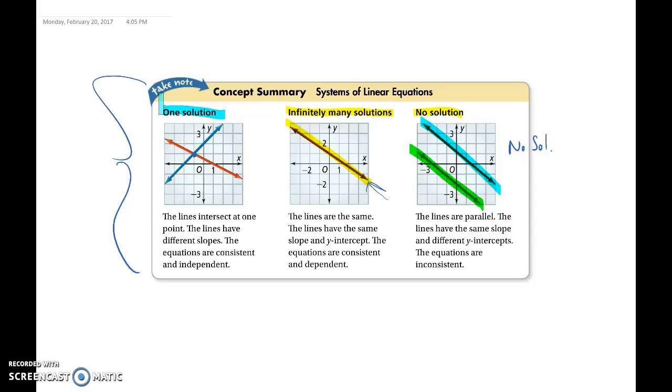This is all the different types of solutions that we have. There's no way that when we have two lines that are graphed that we can have 2 or 3 points, or 2 or 3 solutions. It's either one solution, infinitely many solutions, or no solutions.